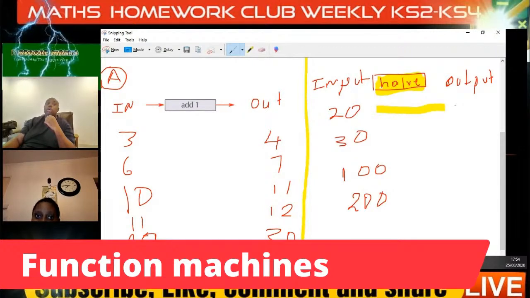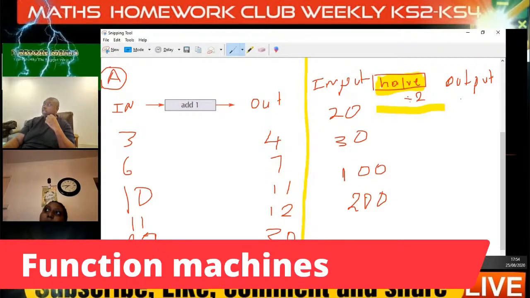Denzel, what's half of 20? What's 20 divided by 2? Remember, it's the same thing as dividing by 2. So what's half of 20?